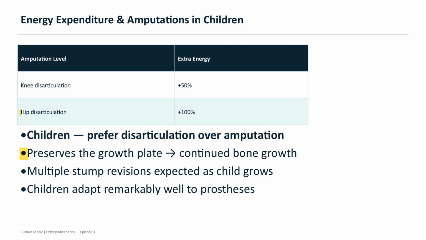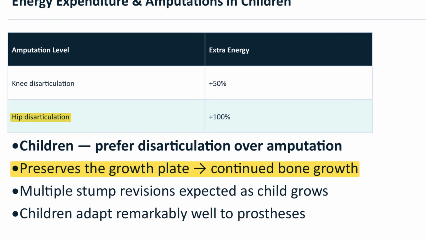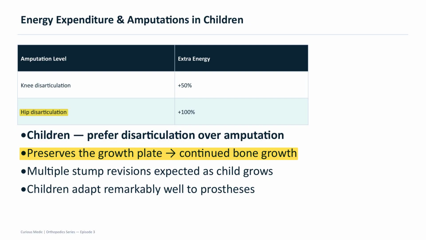Here's why. The growth plate, also called the physis, sits at the distal end of the bone. If you perform an amputation through the bone, you remove the growth plate, and longitudinal bone growth stops permanently at that level. As the child grows, this creates increasing problems. The residual limb falls further and further behind in length compared to the other side. But if you perform a disarticulation through the joint, the growth plate is preserved and the bone can continue to grow normally. This is critical in a growing child.